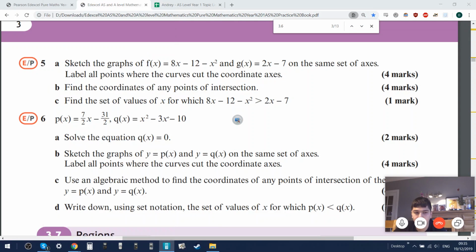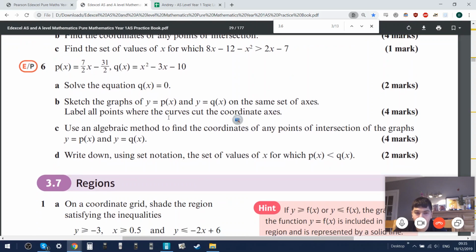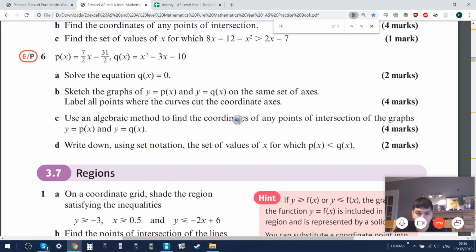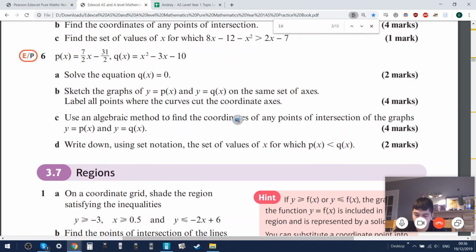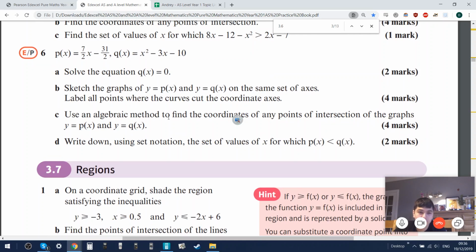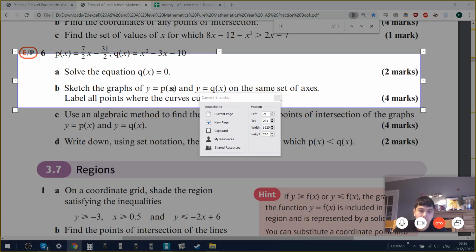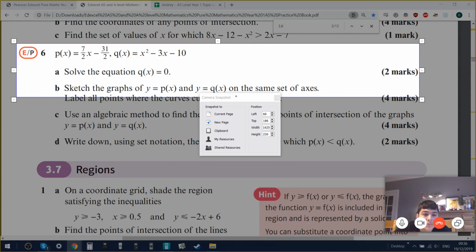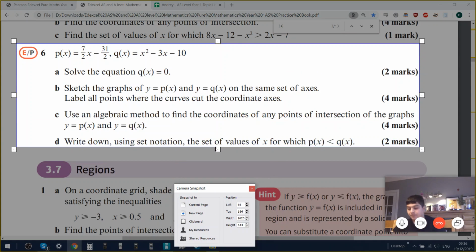Okay. Graphs. Not easy. Okay, here we go. Now we're talking. Solve the equation. Sketch the graphs on the same axes. Use an algebraic method. Okay, let's try this one.